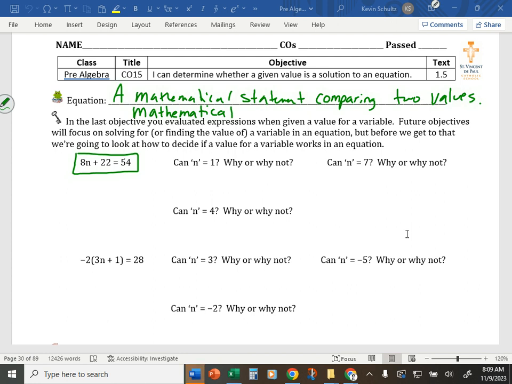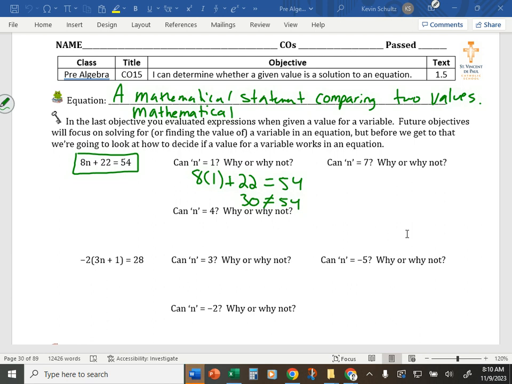22 plus 8 is 30. So it has to be 24. Right. So what we're looking for is, does 8 times 1, where the 1 comes from is I'm replacing n with 1, just like you did yesterday, right? But now you're actually doing something more with it. Does 8 times 1 plus 22 equal 54? And as Jillian just explained for us, 8 times 1 is 8. 8 plus 22 is 30. And 30 is unequal to 54. It is not the same as 54. Therefore, can n be 1?